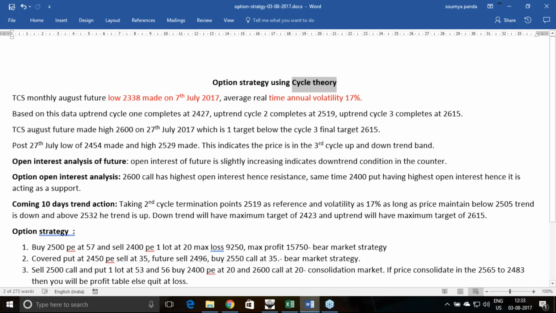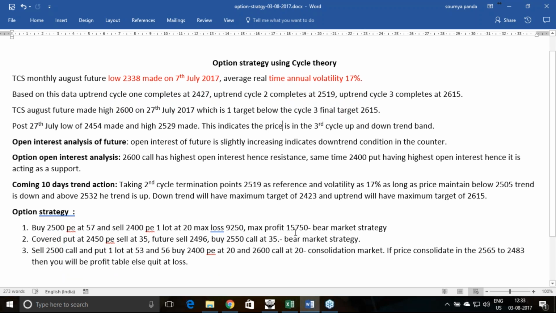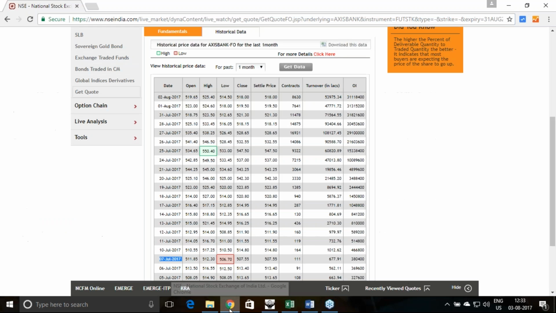So this cycle theory, the three cycles trend analysis, taking the reference from the monthly low or monthly high, guides you a lot to form the option strategy. In that process, you may not be much bothered about the delta, gamma, theta and other Greeks of options. However, you will be making a decent profit in this case.